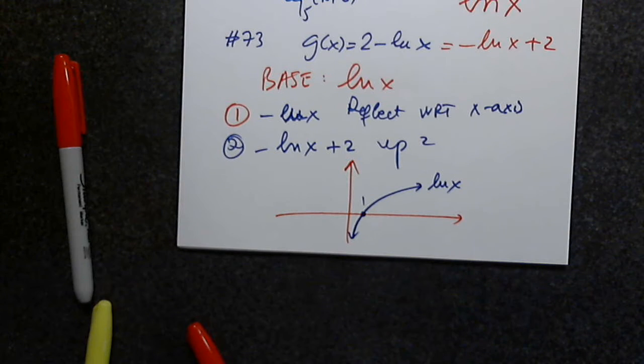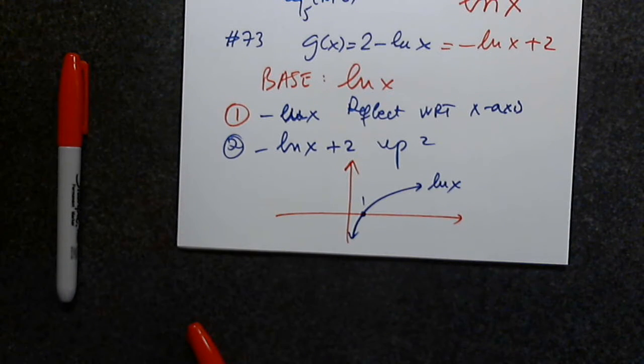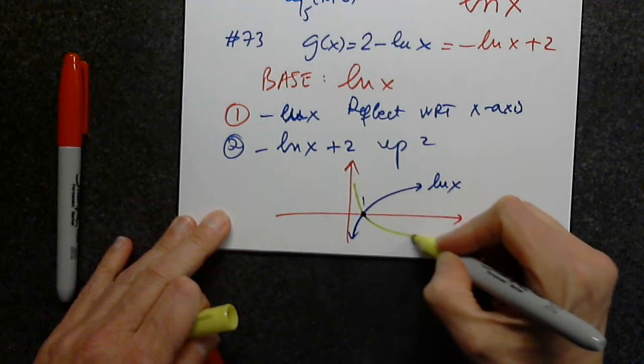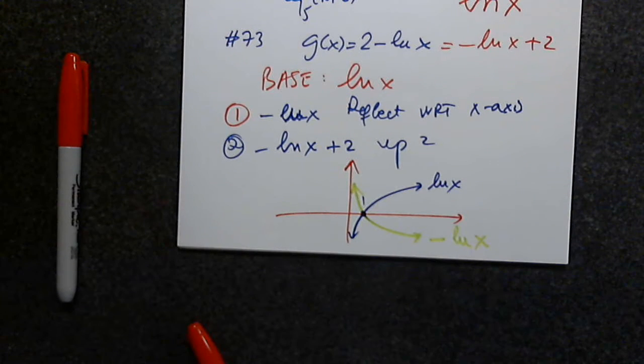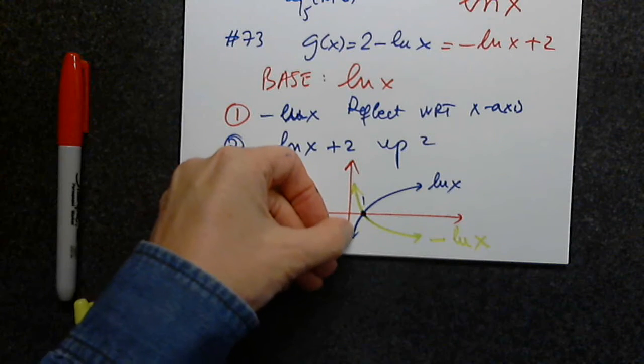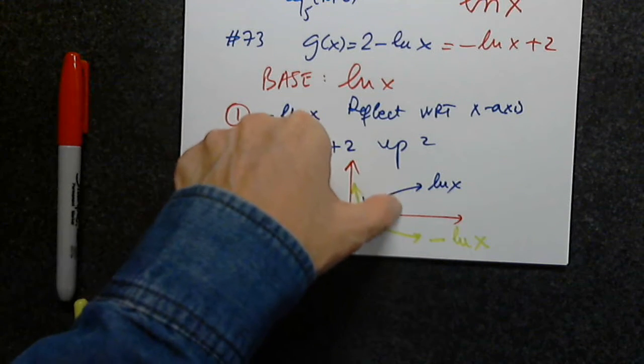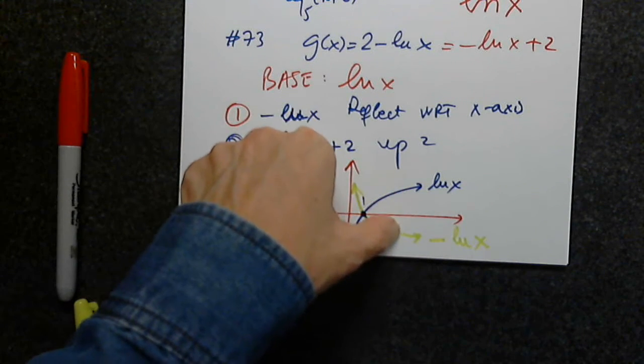Good. Then you told me to flip it. No problem. I will. So this is negative natural log x. Yes, with respect to the x-axis. We multiply all y values by -1. So when I multiply this by -1, it becomes positive. When I multiply this height by -1, it becomes negative.